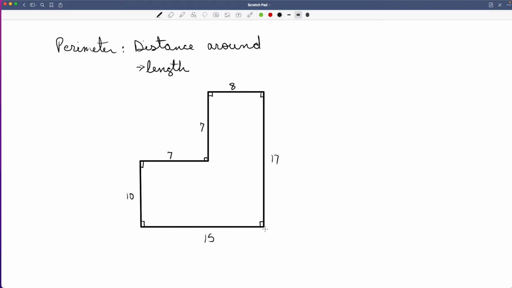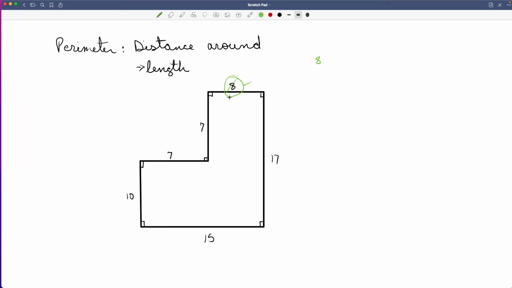So plus 7, I got that one. Plus 7, I got that one. Plus 10, I got that one. Plus 17, I got that one. See, I got that one out of order, so you can't count on order. Plus 15. So now all my dimensions are circled. I've got them all. Now I can add them up.